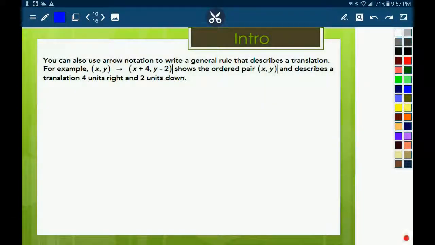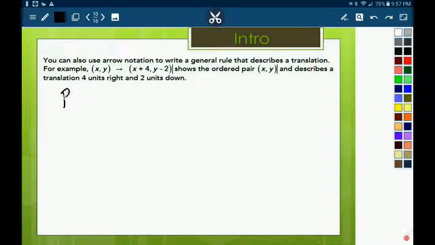Alright, so I've got another little intro here before your third and last example. It says you can also use arrow notation to write a general rule that describes a translation. For example, the point (x, y) goes to (x + 4, y - 2). It shows an ordered pair (x, y) and describes the translation 4 units right and 2 units down. So let me show you how you're going to write this rule.